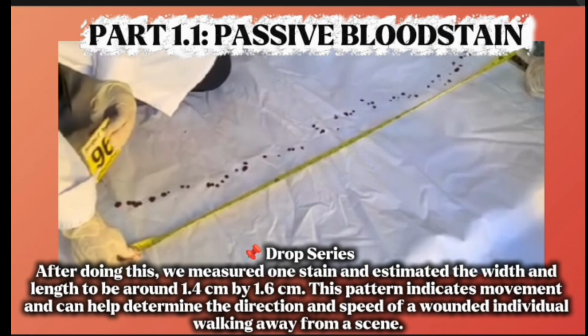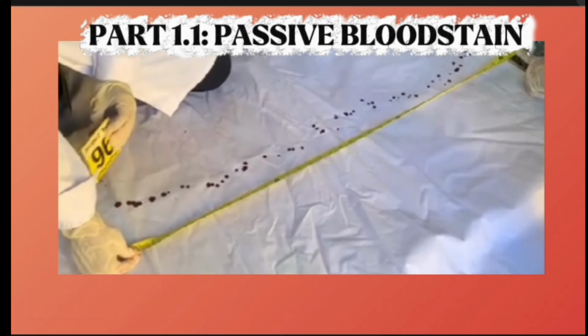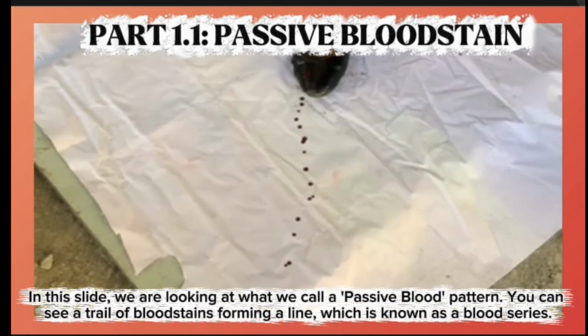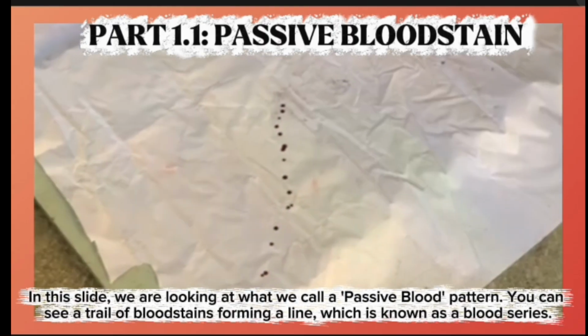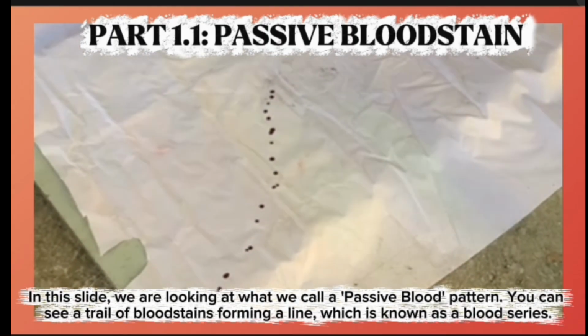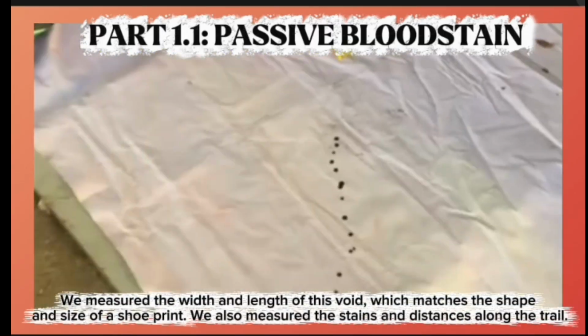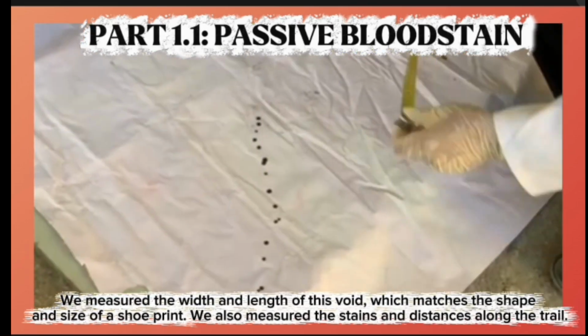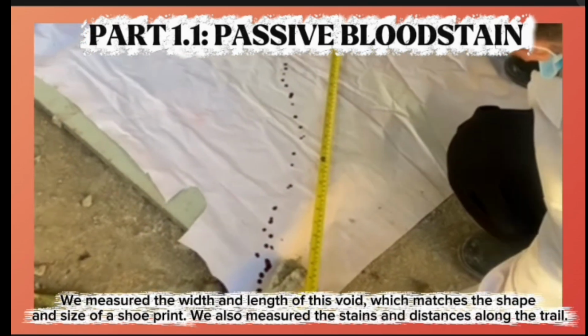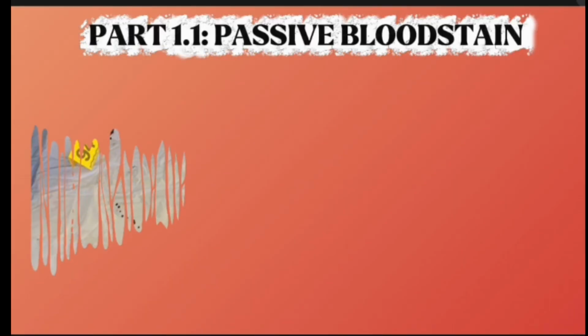Drop series. After doing this, we measured one stain and estimated the width and length to be around 1.4 cm and 1.6 cm. This pattern indicates movement that can help determine the direction and speed of a wounded individual walking away from a scene. In this slide, we are looking at what we call a passive blood pattern. You can see a trail of blood stains forming a line, which is known as a blood series. We measure the width and length of this void, which matches the shape and size of a shoe print. We also measure the stains and distance along the trail.